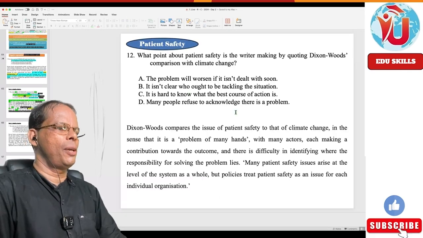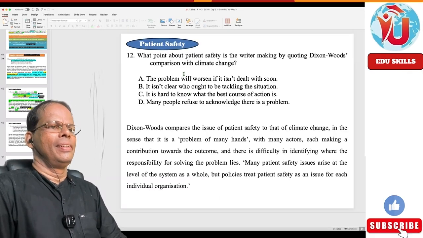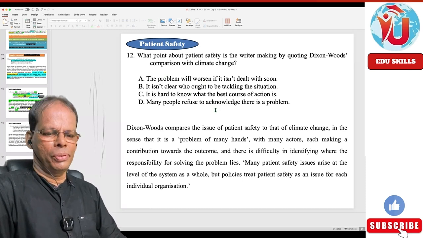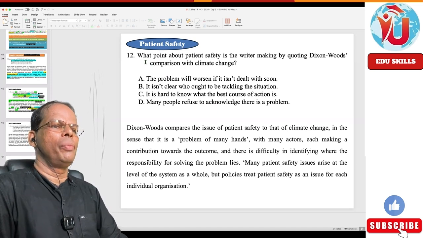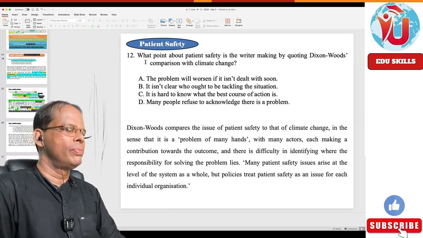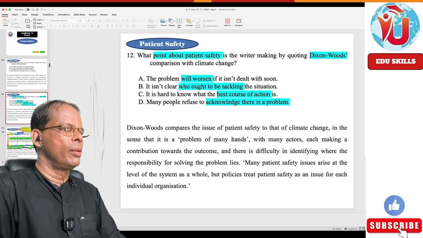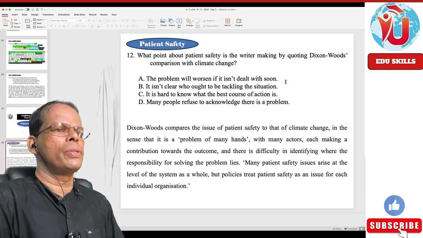Let's go with the steps. First step, what is the first step? Identify the keywords. Keywords in the question stem. Tell me the keywords in the question stem. Patient safety. Point about patient safety.